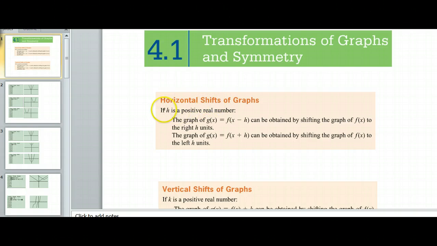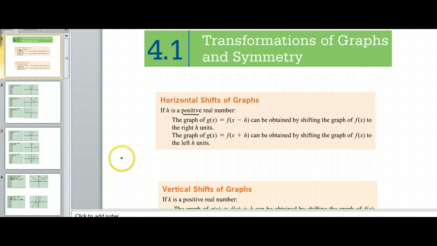Alright, so what this is telling us right here, horizontal shifts of the graph. h is a positive real number. Alright, it's important that we see that it says positive right here. The graph of g of x equals f of x minus h can be obtained by shifting the graph of the original h units to the right.